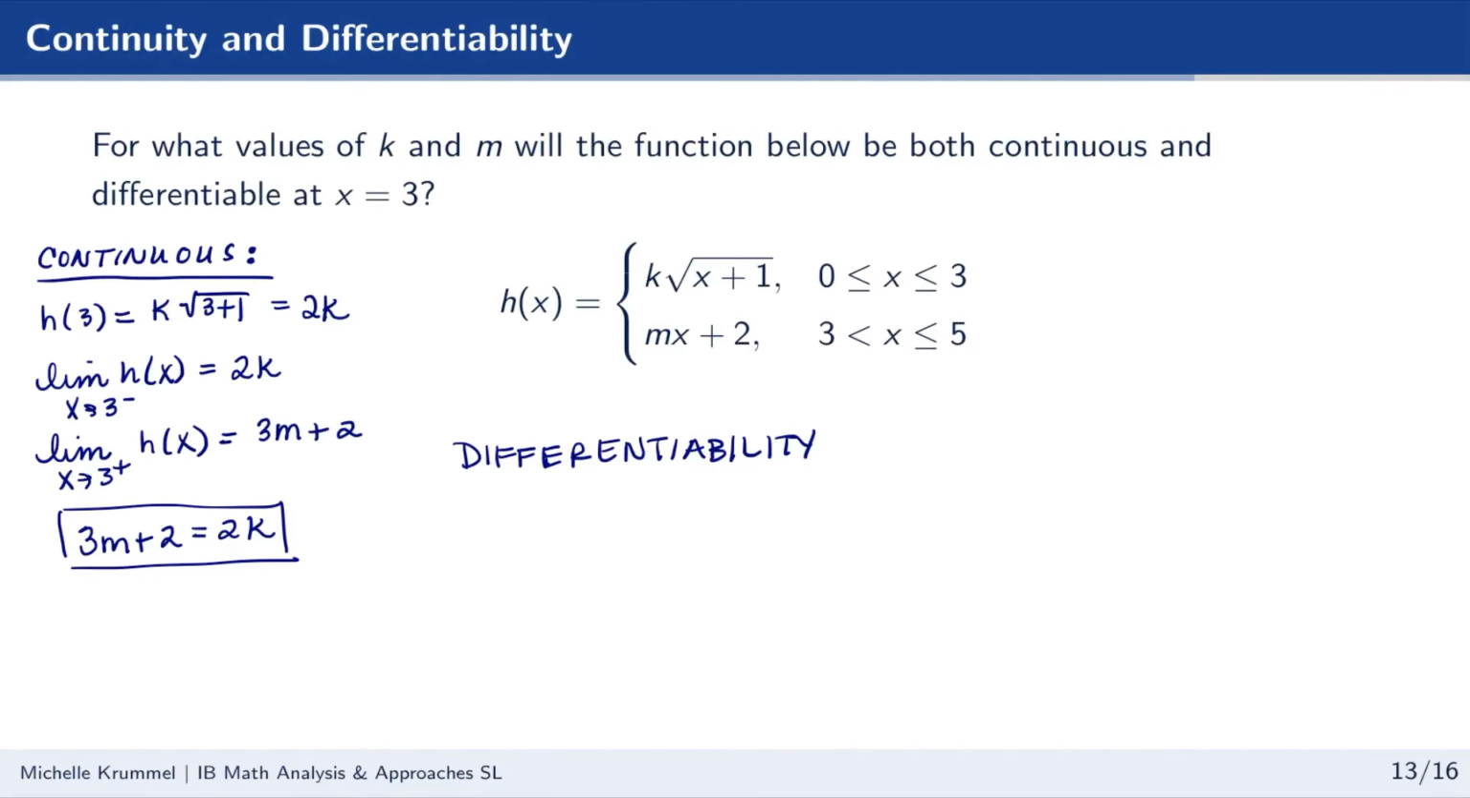In order to make sure it's differentiable, we need the limit of h prime of x as x approaches 3 to exist. Now to find the limit, and again, 3 is where the domain splits, so we're going to have to do this separately. We're going to need a left-hand limit and a right-hand limit.